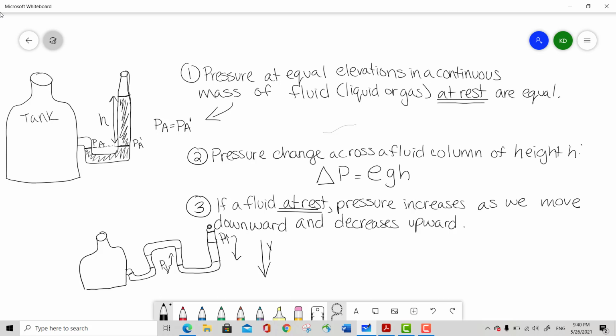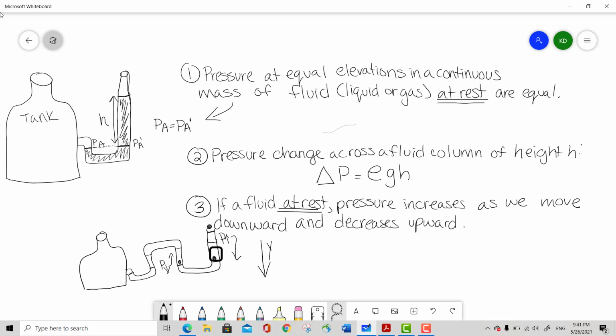So if you're right here and you're diving, and you're right here, you are not going to have any more weight of fluid on top of you to feel increased pressure than you would right here, because these are equal. But you will if you're right here versus right here.